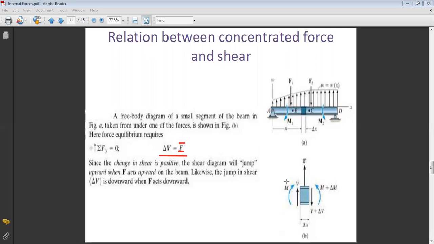So if you have an upward force on your system, the shear will do an upward jump, and if you have a negative force acting on your beam or structure, the shear will have a negative jump. And we will see how to use this information in drawing shear diagrams.